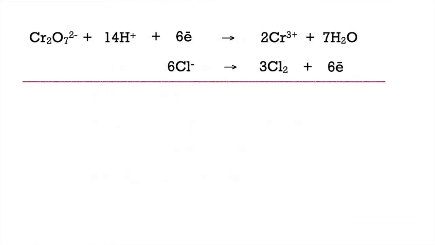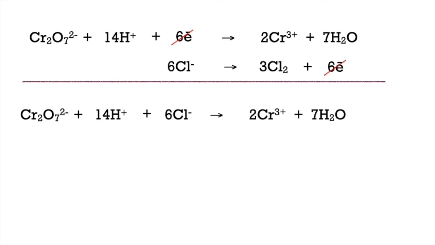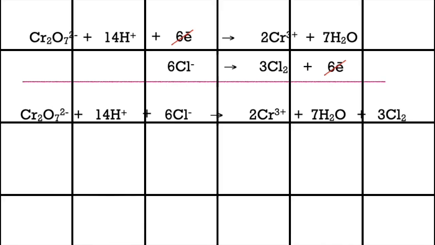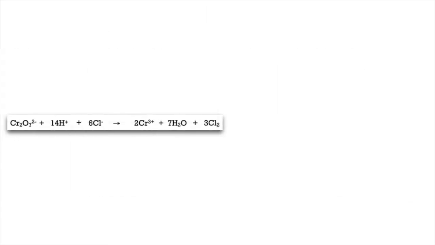To balance the overall equations, we need to cancel any same elements at the reactant side and the product side. Once you finish with cancelling the same elements, bring down all the compounds according to their site. And there you go. This is our balanced overall equations.